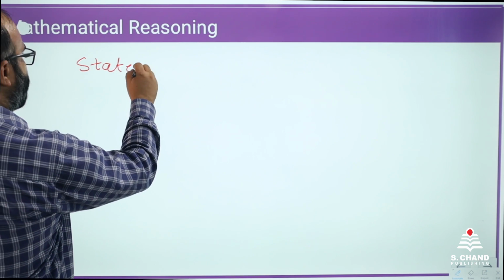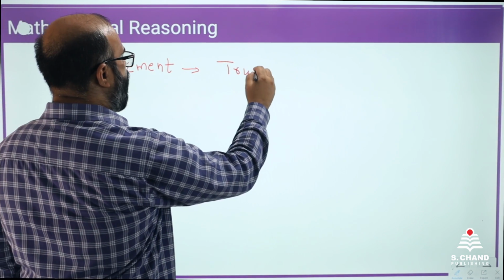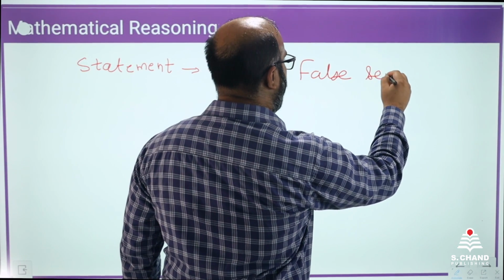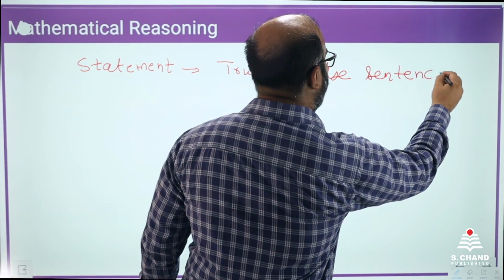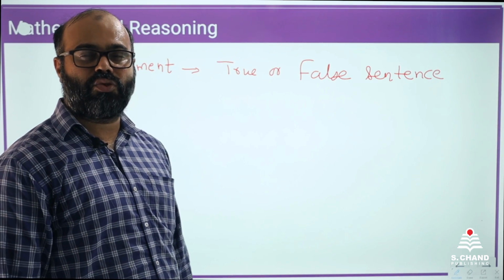It is a sentence which is either true or false. A true or false sentence is called a statement. It can't be both, and it can't be neither. For example, "Sun is a star" is a true statement.